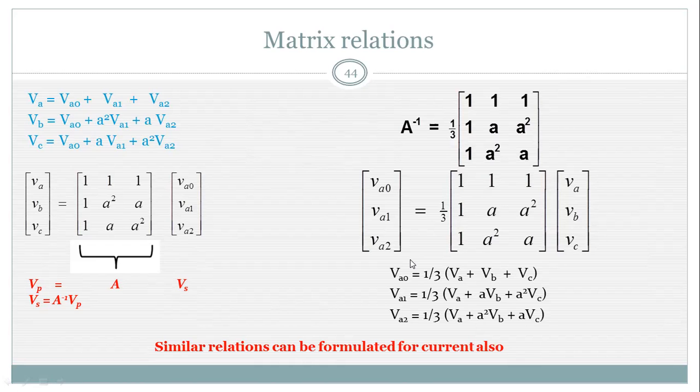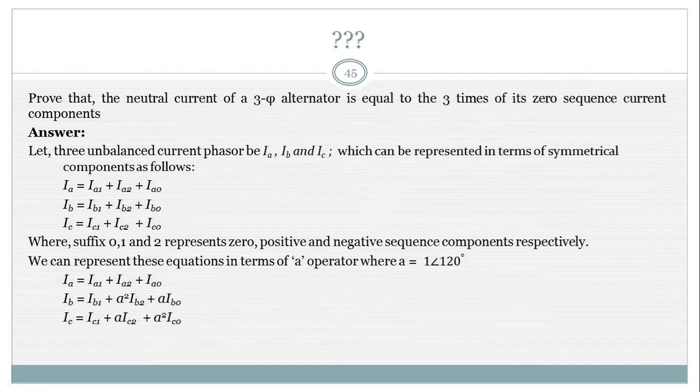If we want to find the current equation of the symmetrical component, then the process is all the same and the equation is the same, just the notation will be different. That is, the notation V that stands for voltage will be replaced by I that stands for current, nothing else. So there are some simple mathematical problems like this. This is actually a theoretical problem at first: prove that the neutral current of a three-phase alternator is equal to 3 times its zero sequence current component.